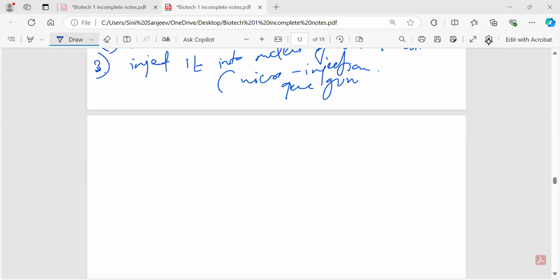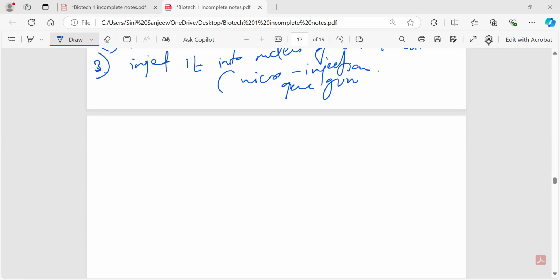Okay, so now the next part is the process of recombinant DNA technology. In detail, I'm going to tell you how rDNA technology actually works. For this, you have certain very important points. As I told you, PCR, the polymerase chain reaction, is also an important part of recombinant DNA technology. One by one, I'll tell you.